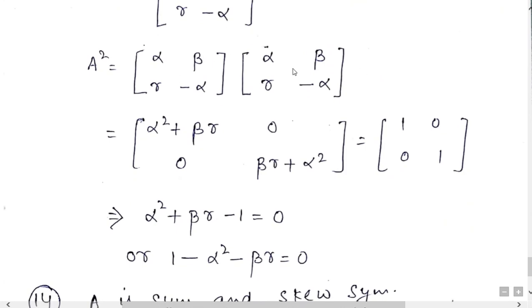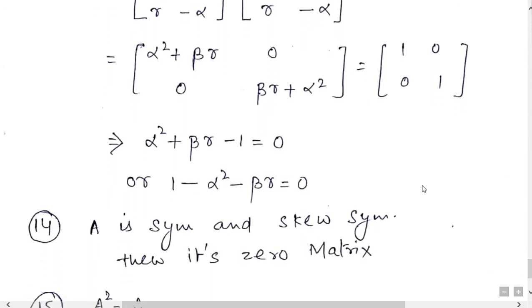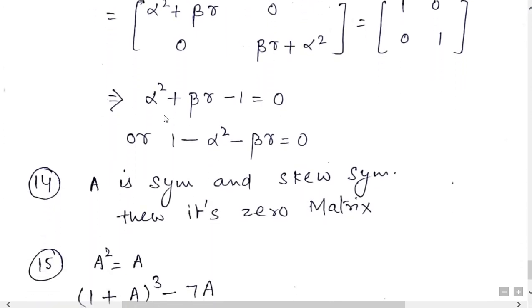First calculate a square by multiply a with a. The value obtained is alpha square plus beta gamma 0. 0 beta gamma plus alpha square is equal to 1 0 0 1. It means the statement is alpha square plus beta gamma minus 1 is equal to 0, or you can write 1 minus alpha square minus beta gamma is equal to 0. You can compare according to the given answer.